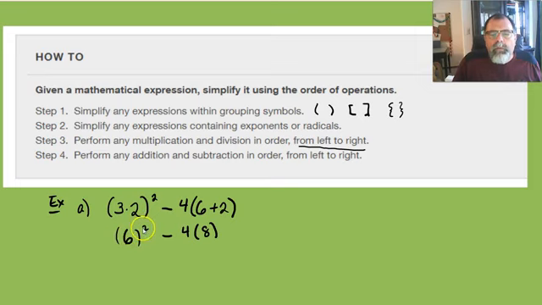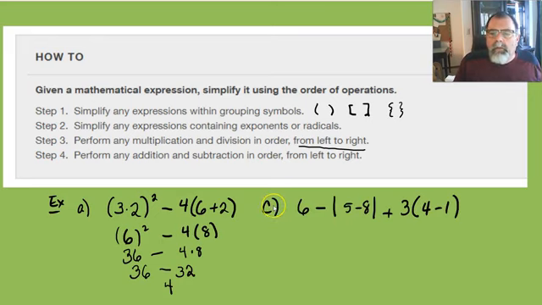So this is 6 squared. 6 times 6 is 36. And then 4 times 8 is 32. Oh, I'm skipping a step. Okay, so now we did the exponents. Then we're going to perform any multiplication and division from left to right. So I'm going to do this one. With a little experience, you'll know that I could have done it then. And then 36 minus 32 is 4. And that's our final answer. All right, let's look at another one.